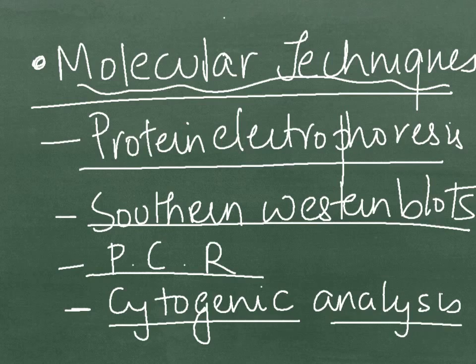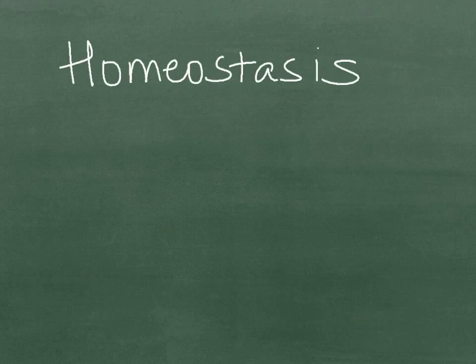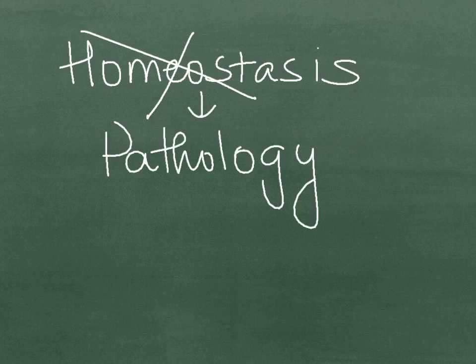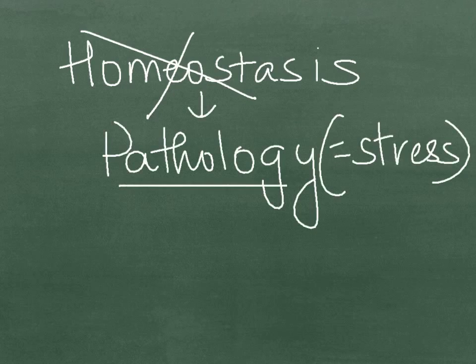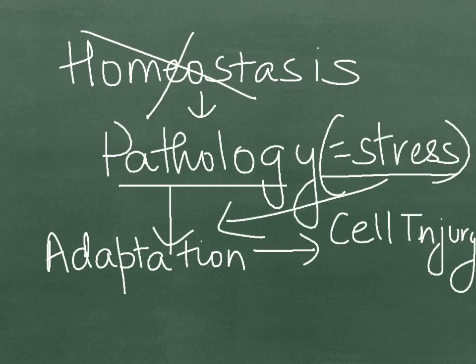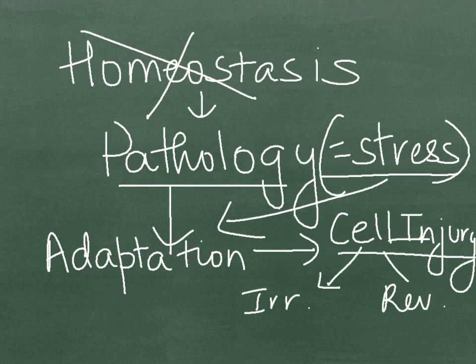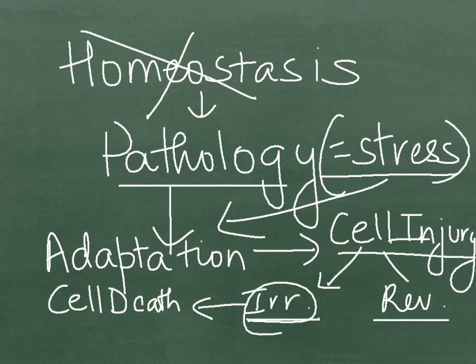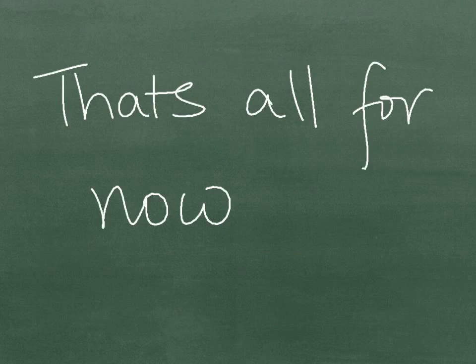Always remember, any disturbance in homeostasis leads to pathology, and pathology equals stress. Stress leads to adaptation, and adaptation leads to cell injury. Cell injury may be irreversible or reversible. If irreversible, it may lead to cell death. Well, that's all for now.